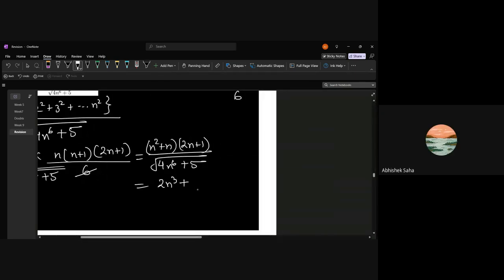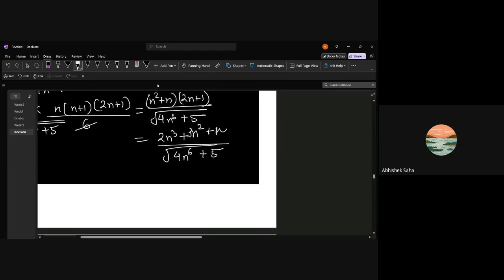Let me solve it by this way and then I will show you the trick. n square, 2n square plus 1 plus n. Root we can write as the power 1 by 2, so it will cancel out to n to the power 3. The whole numerator and denominator we can divide by n to the power 3.